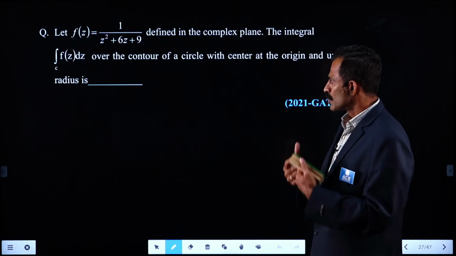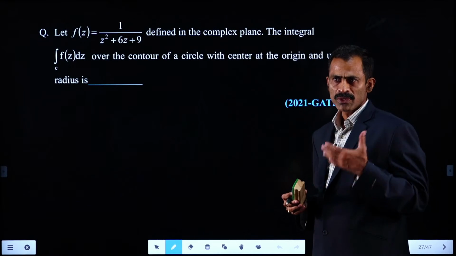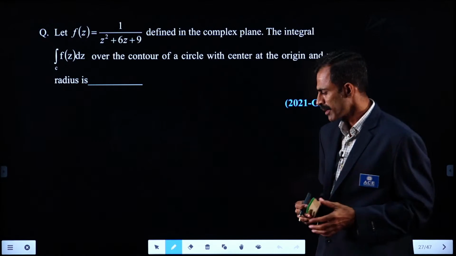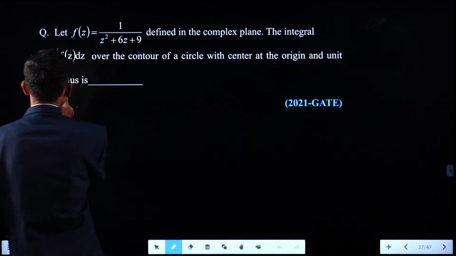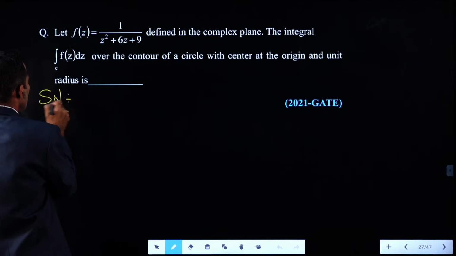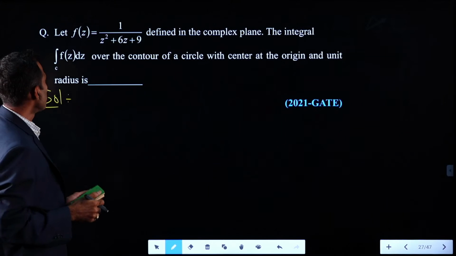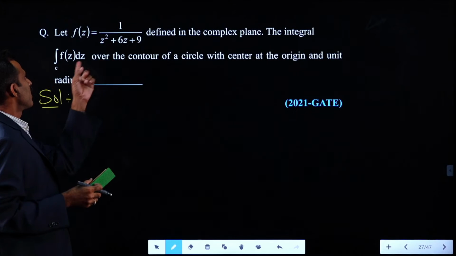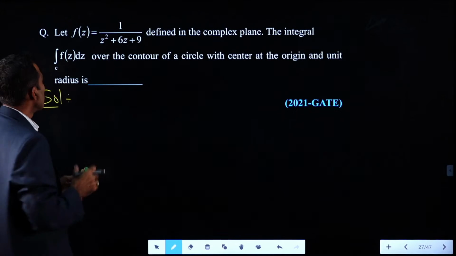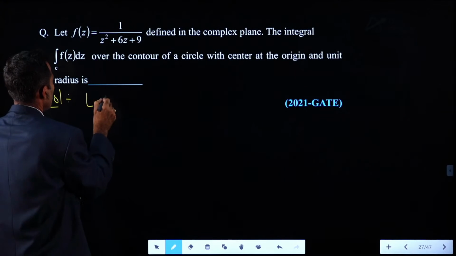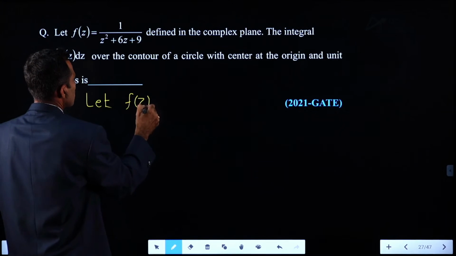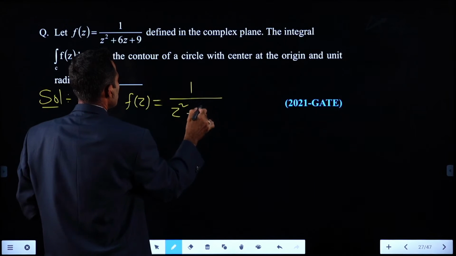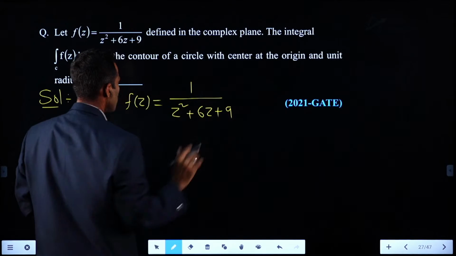So let us do this problem by our step-by-step procedure because it is a closed curve. That is why we follow our step-by-step procedure. Now let us start the problem. According to our procedure, whatever function is given inside the integral, we take that function as f of z. Already it is given: f of z equal to 1 by z square plus 6z plus 9.